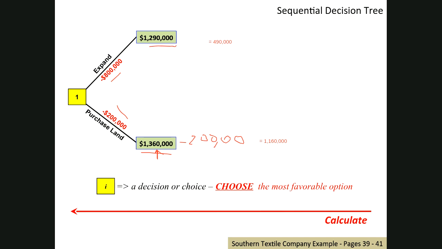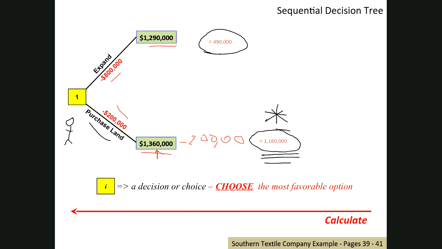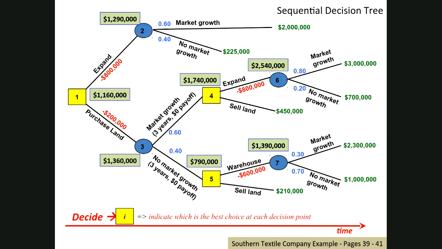And now we're left at our original decision point, and here's our decision maker again. Now we need to know which one we're going to choose. Do we choose this expected value or this expected value? And clearly 1.16 million is more than 490,000, so we're going to choose to purchase the land and have an expected return of 1.16 million. And so now we've completed our calculations.